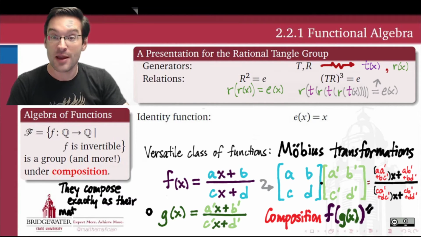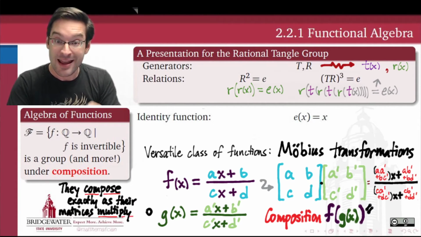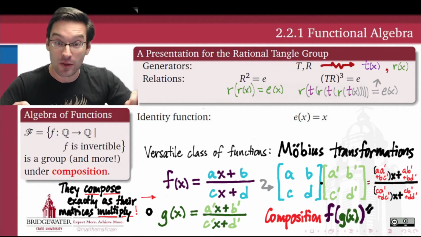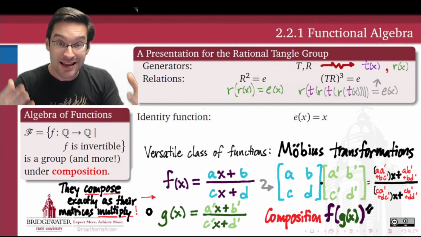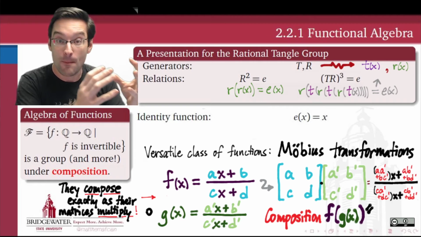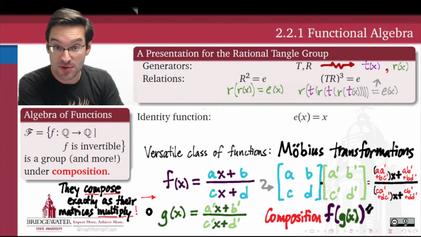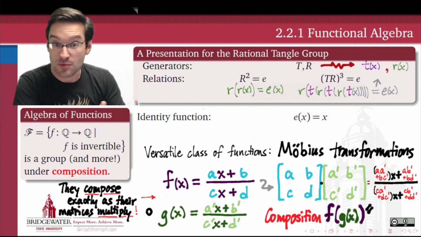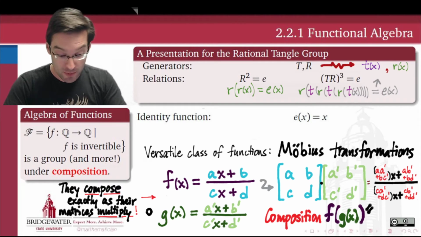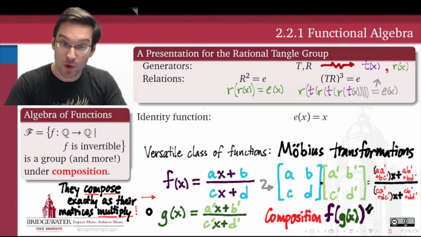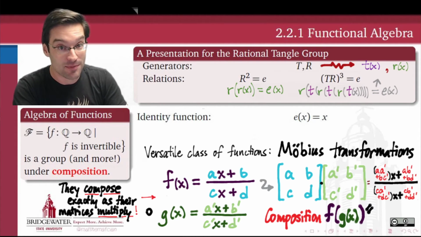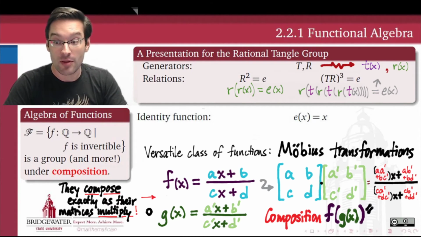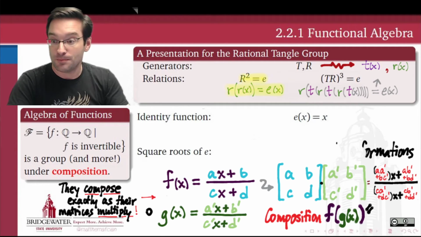So Mobius transformations compose with one another in exactly the same fashion as their corresponding matrices multiply with one another. Composition of functions for Mobius transformations is exactly parallel to matrix multiplication of 2 by 2 matrices. So that makes this group of functions really nice and easy to work with. We can do a lot of algebra with them without having to worry about function composition, because we can trade out composition for matrix multiplication, which we have a lot more tools to work with. So what can we do?